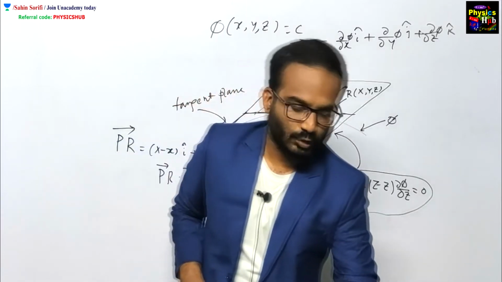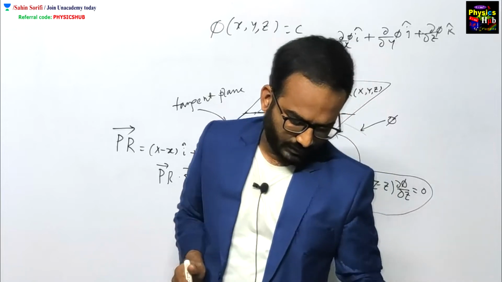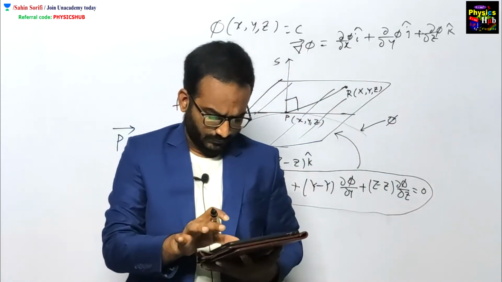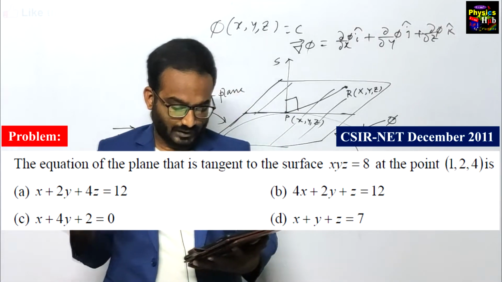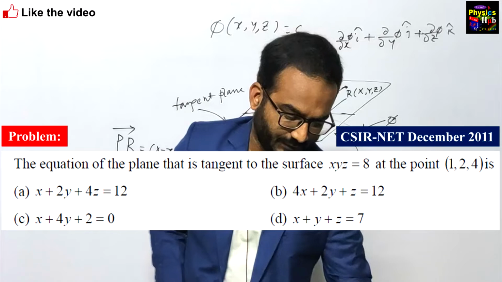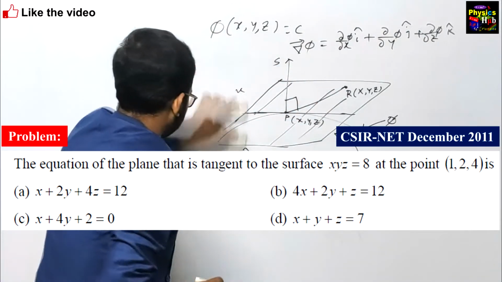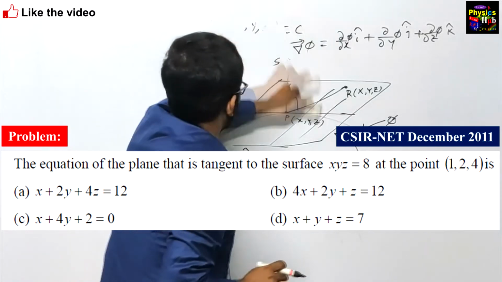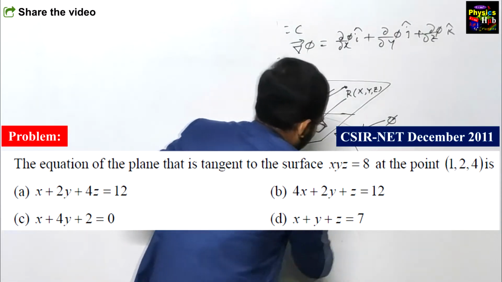Now let's solve a problem, then it will be more clear to you. Problem came in CSIR in December 2011. Let me read the problem for you. The equation of the plane that is tangent to the surface xyz equals 8 at the point 1, 2, 4. So what you are given in this question? Okay, let me do it for you. Let's just erase this one so that we get more clear space.